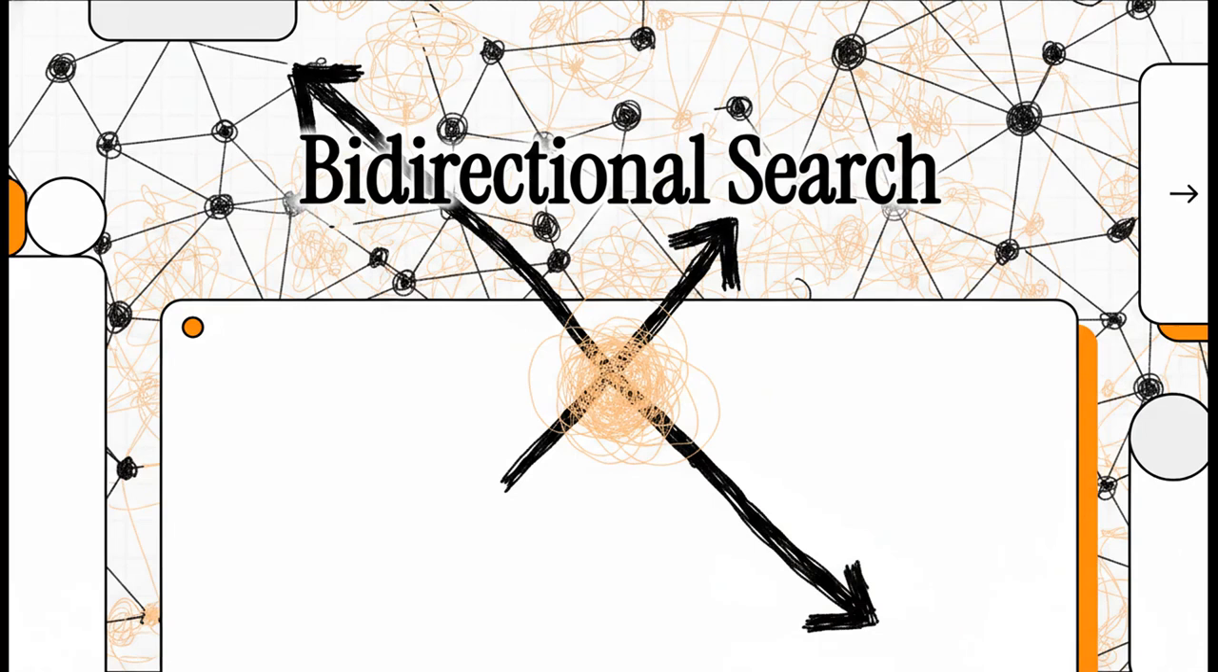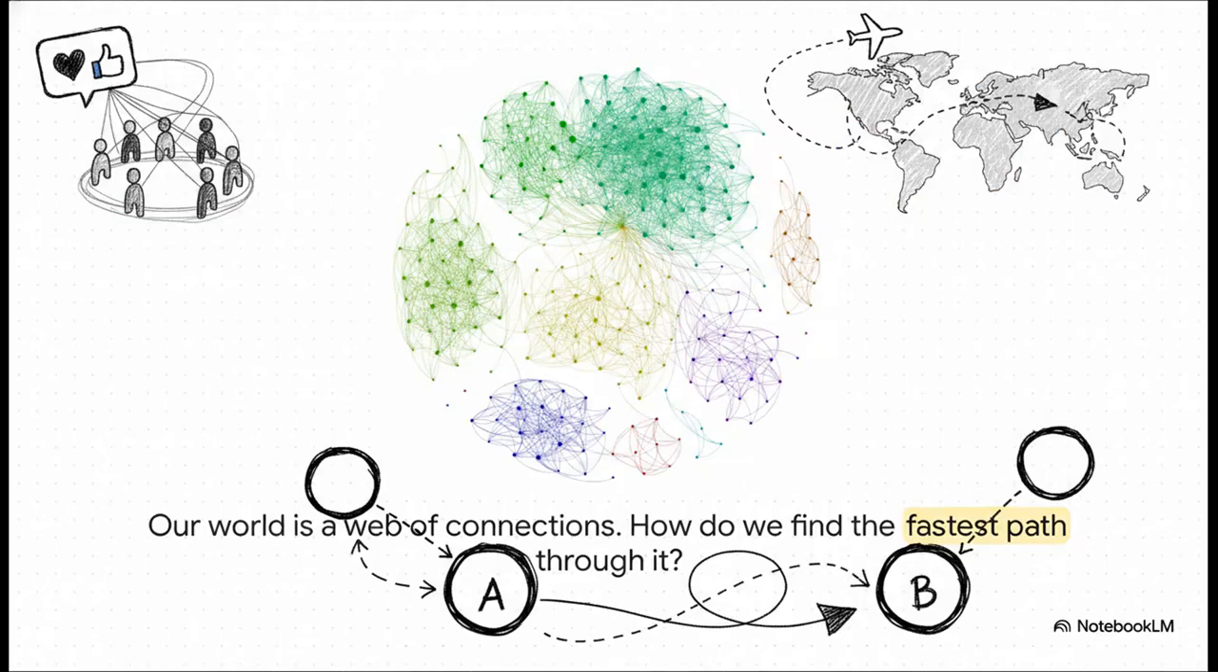All right, let's jump right in. We're going to talk about this kind of brilliant trick. It's super simple, but crazy powerful for finding the fastest way through these giant networks. It's called bidirectional search. I mean, just think about it for a second.